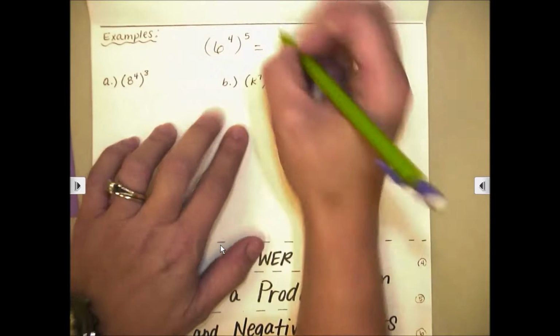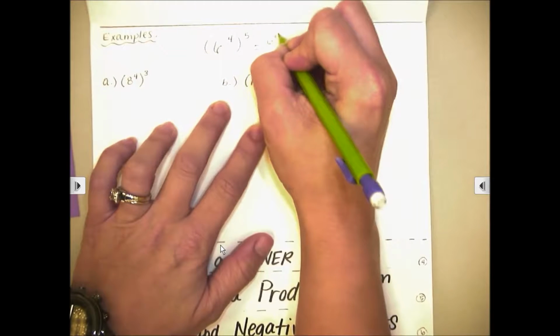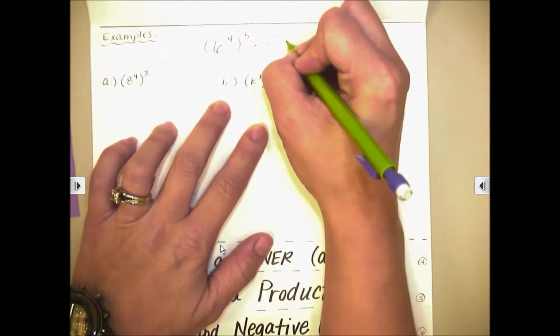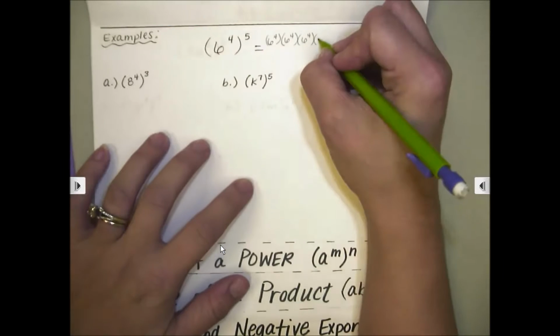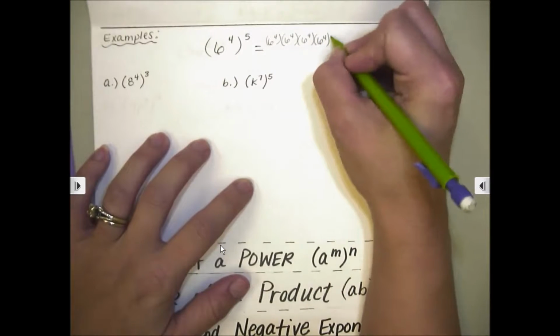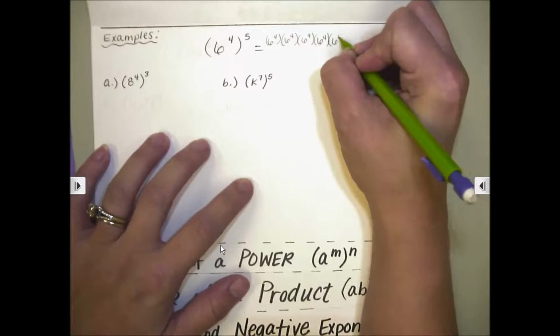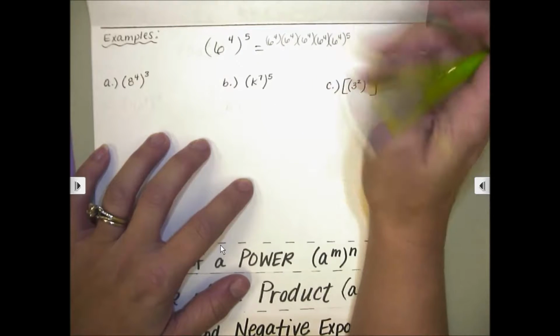So it means we want to see 6 to the 4th power as a factor 5 times. Alright, so we need 6 to the 4th power 5 times.